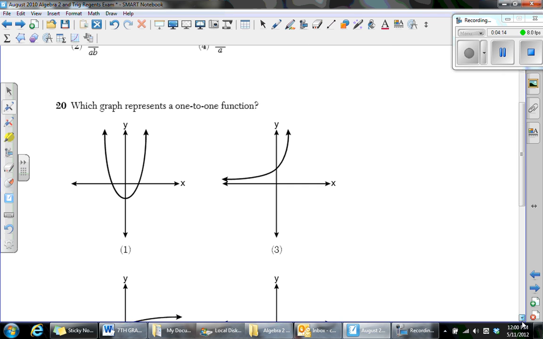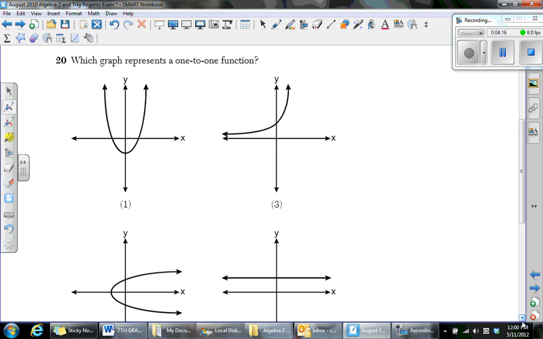Which graph represents a one-to-one function? The one-to-one function has to pass the vertical line and horizontal line tests. So this one's failing the horizontal, this one's failing the vertical, this one's failing the horizontal, this one passes both. So we pass the horizontal, and we're passing the vertical.